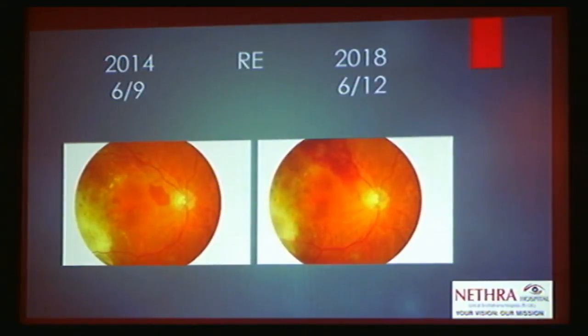In the right eye, the disease has been increasing. Since 2014 to 2018, she's been receiving anti-VEGF injections on a PRN basis. A diagnosis of IPCV was made.